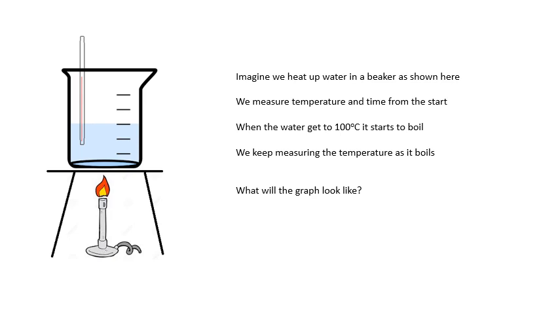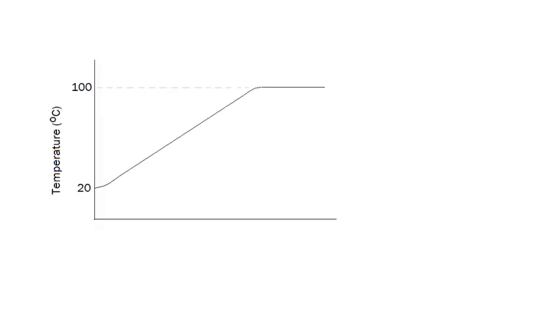Hopefully you'll have a chance to do this experiment. What will the graph look like? And it'll look like this. So we're starting at room temperature, which will be about 20. We're giving heat energy to the water, so its temperature is going up, and we can use the equation delta E equals mc delta theta that we talked about in the last video.